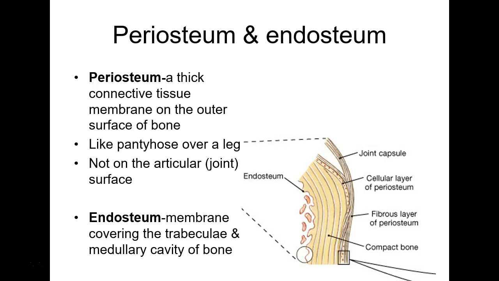So the periosteum that we talked about, the connective tissue membrane on the outer surface of the bone, is almost like the pantyhose over a leg. It's really closely adherent to the bone. So it's not on the articular surfaces. That wouldn't make any sense, right? You have hyaline cartilage there. Are there nerve endings, or basically receptors, in this periosteum? It's kind of a double layer. You've got the cellular layer underneath, and the fibrous, basically collagen, on the outside.